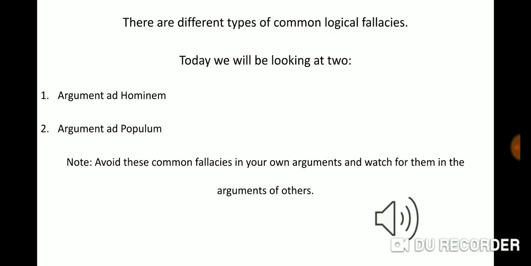There are different types of common logical fallacies. Today we will be looking at two. 1. Argument ad hominem, and 2. Argument ad populum. Note, avoid these common fallacies in your own arguments and watch for them in the arguments of others.